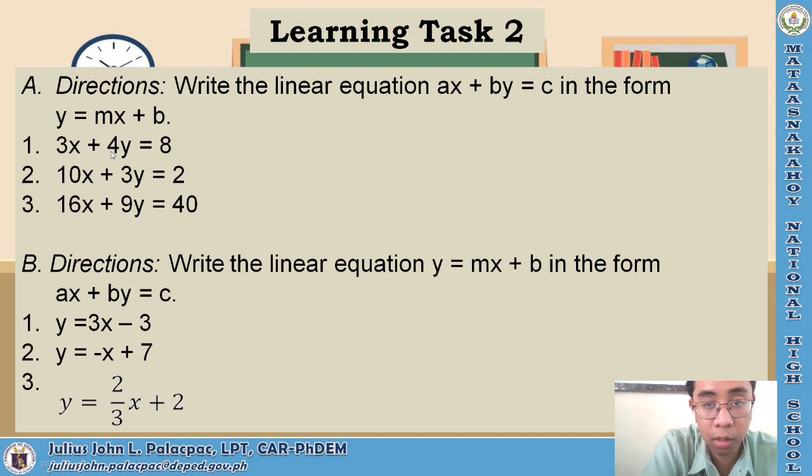To eliminate 4, we'll multiply both sides by 1/4, since the reciprocal of 4 is 1/4. So y will be equal to 1/4 times -3x, which will become -3/4x, plus 8 times 1/4, which is 2. So the answer here is y is equal to -3/4x plus 2.